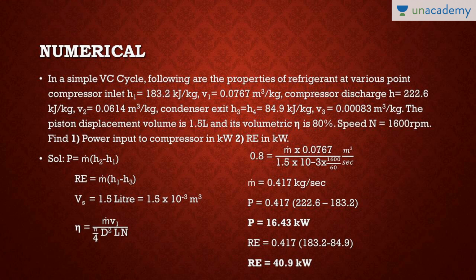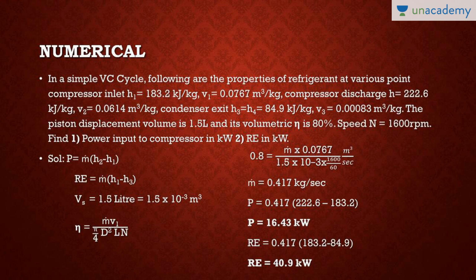We will do that with the help of the volumetric efficiency formula, which is 80% equal to m dot v1 upon pi by 4 d square into L into n. Volumetric efficiency is 80%, 0.8 is equal to m dot into v1. V1 is given as 0.0767 upon swept volume. Swept volume is pi by 4 d square L, which is 1.5 liter, and if you want to convert it in meter cube, you will do 1.5 into 10 raised to power minus 3, into 1600 rpm, 1600 divided by 60. So the mass flow rate will be 0.417 kg per second.